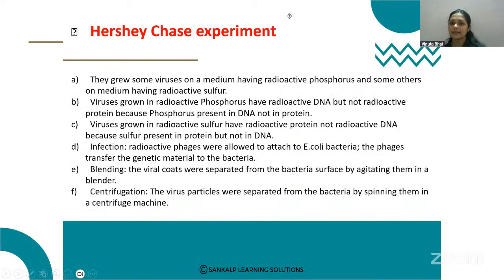The virus grown in radioactive phosphorus has radioactive DNA but not radioactive protein, because phosphorus is present in the DNA, not in the protein.